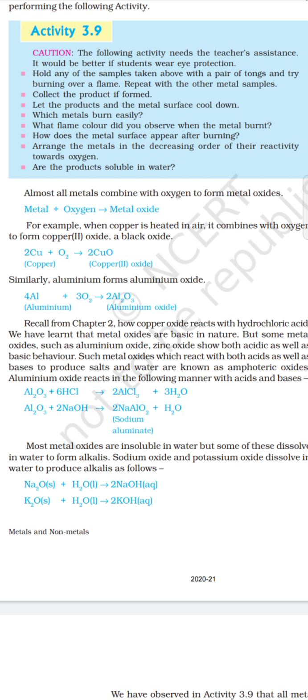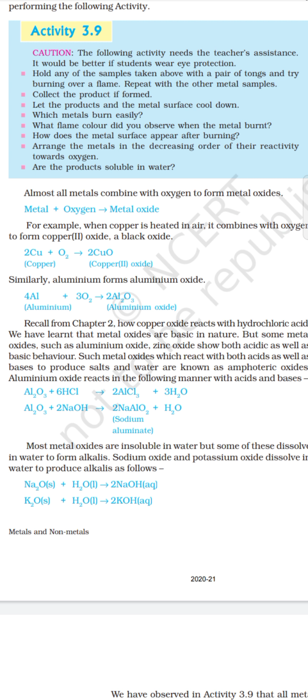Same way, children, this aluminium oxide is known as amphoteric oxide. Keep in mind, A for amphoteric, A for aluminium. So aluminium oxide is amphoteric oxide. Why is it amphoteric oxide? Let's see now.